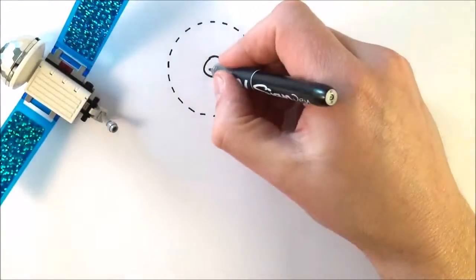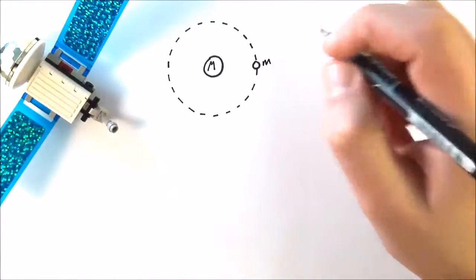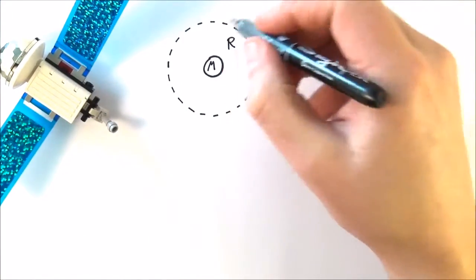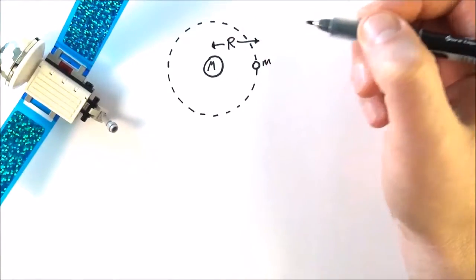So here I have a planet of mass big M, and we've got a satellite of mass little m, which is orbiting around it in this nice circular path. Now this is going to be a distance of r away from the centre of that planet. So the distance between the centres of mass is equal to big R.